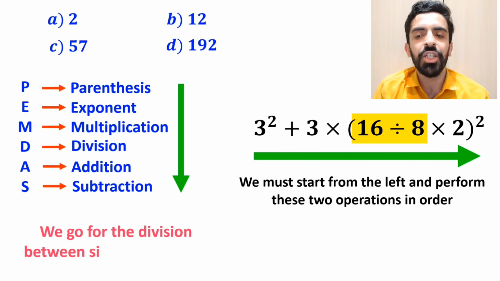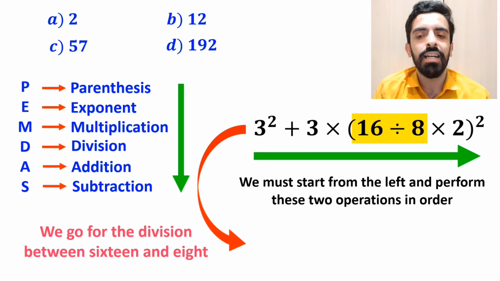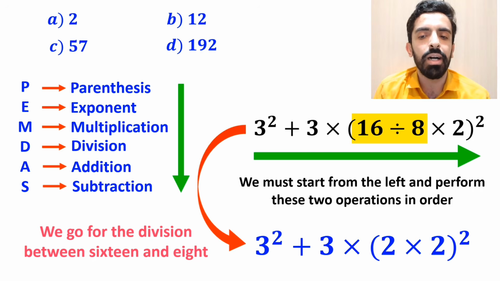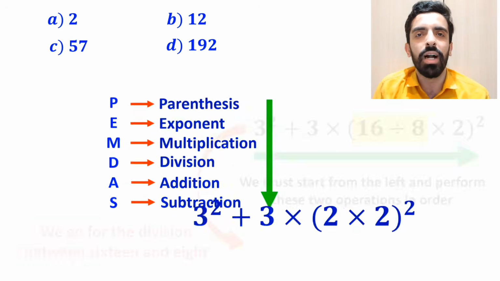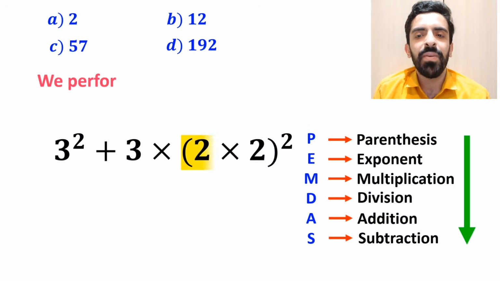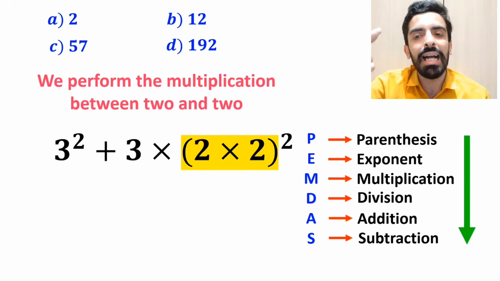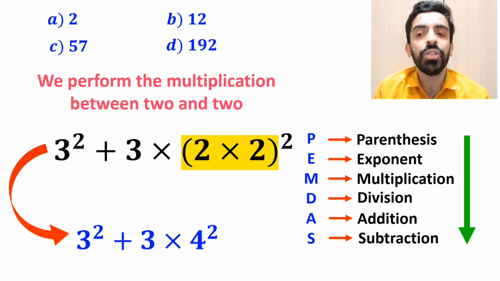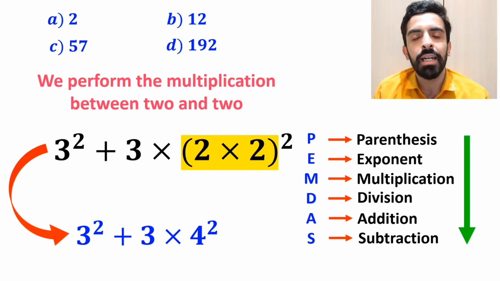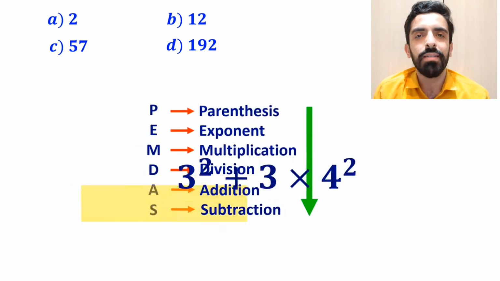So first we go for the division between 16 and 8 and write this expression as 3 squared plus 3 multiplied by (2 times 2) all squared. In the next step, we perform the multiplication between 2 and 2 and this expression simplifies to 3 squared plus 3 multiplied by 4 squared.